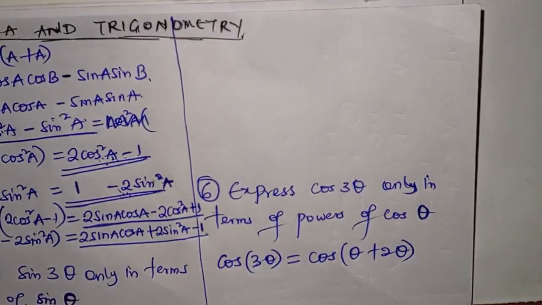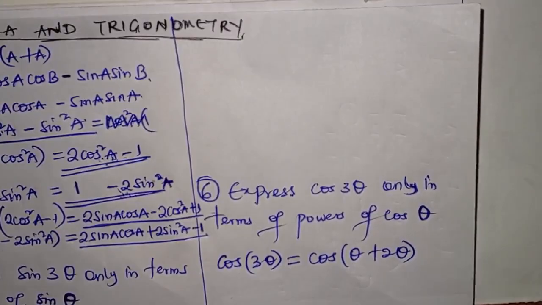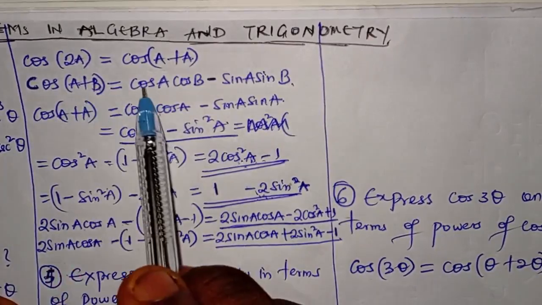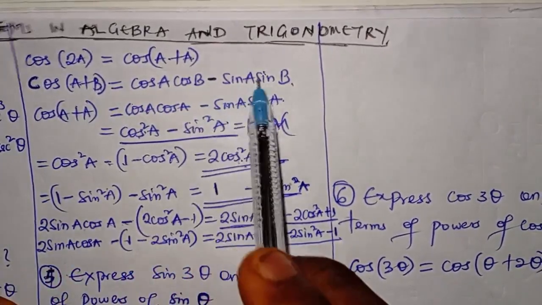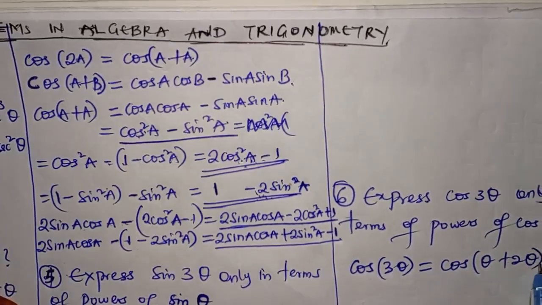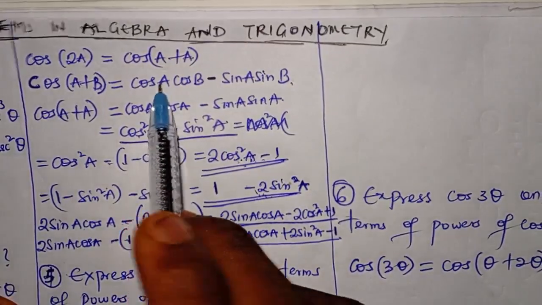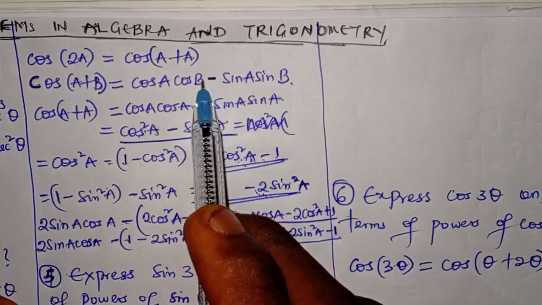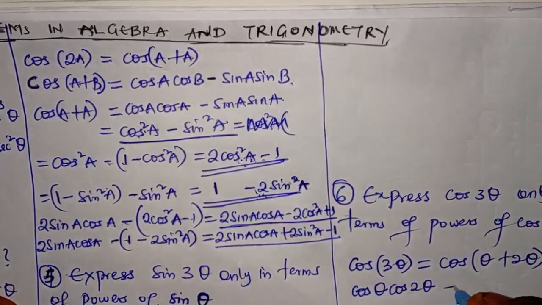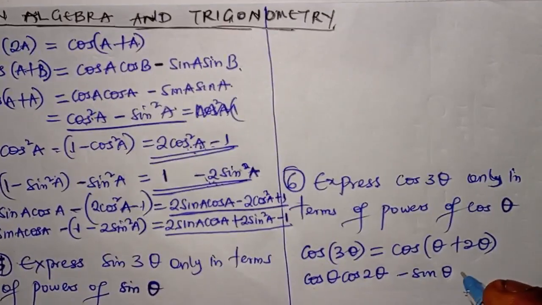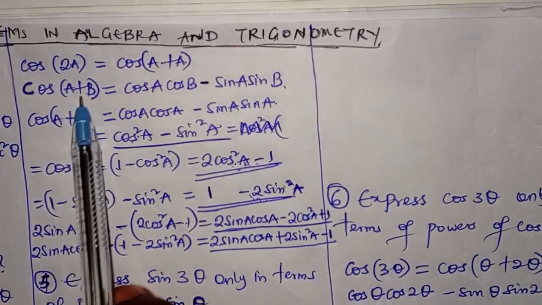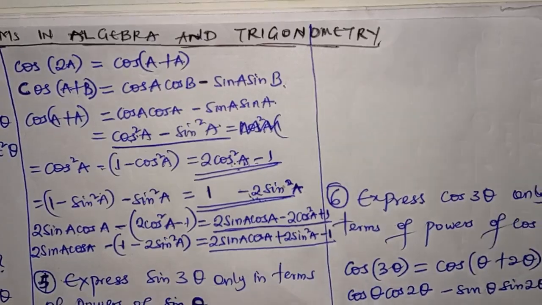Now if we follow this identity, remember I told you that cos(A plus B) is cos A cos B minus sine A sine B. So if I'm dealing with cos of theta plus 2 theta, A will be theta and B will be 2 theta. So I'm going to say cos theta cos 2 theta minus sine theta sine 2 theta. I'm following that principle now for double angles.